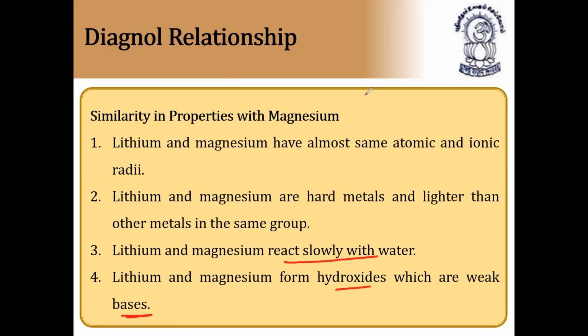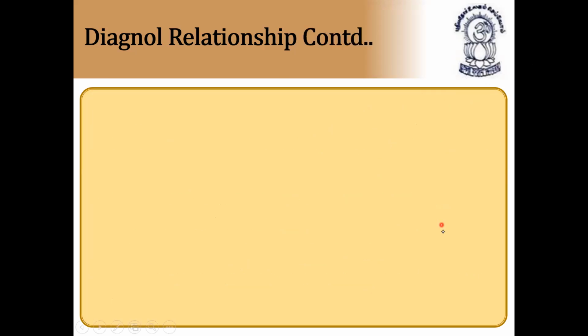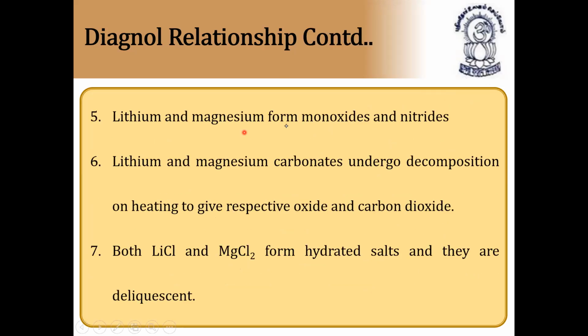And more important, magnesium also combines with nitrogen in air and forms magnesium nitride, Mg3N2. So 3 Mg plus N2 gives us Mg3N2. So like lithium forms lithium nitride, magnesium also forms magnesium nitride. Lithium and magnesium form hydroxides which are weak bases, so the basic character increases down the group. Lithium and magnesium form monoxides and nitrides, as I told you.